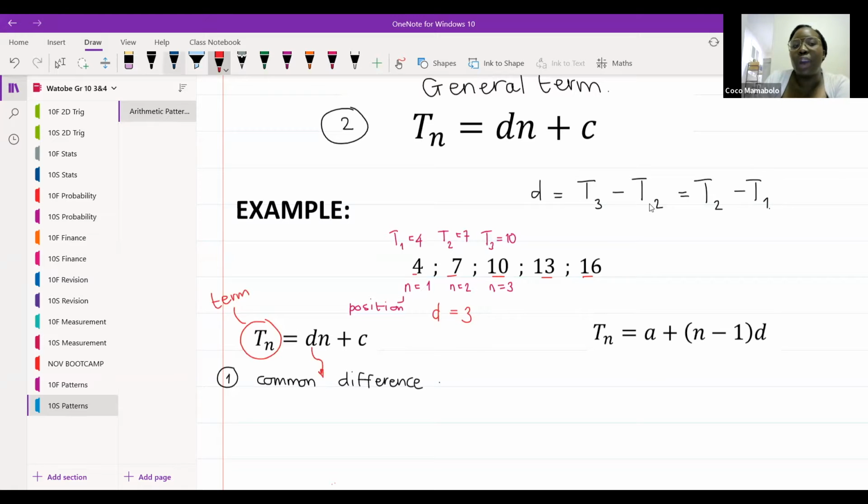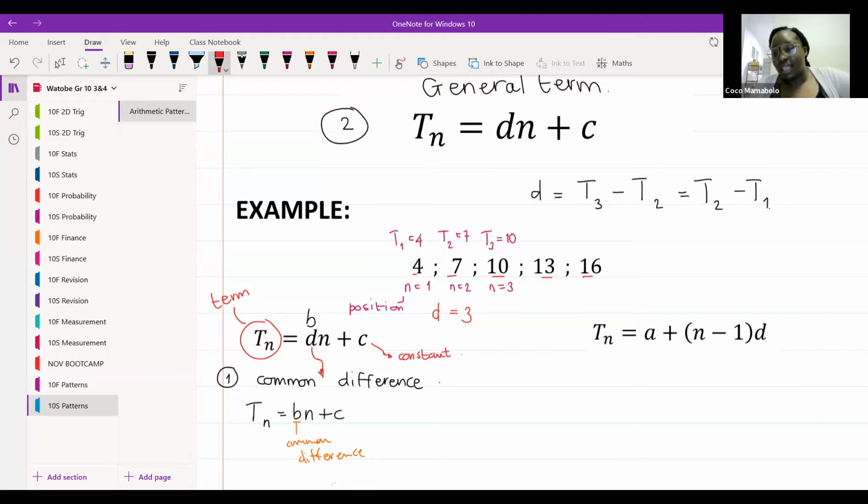Now, for those of you who have learned B, B is also going to stand for the common difference. Some of you may have learned that the general term is Tn is equal to Bn plus C. Your B is exactly the same as our D. So if you write Bn, it's the same thing as Dn. They're both the same thing. Now C over here stands for the constant. We're going to take a little bit of time talking about the constant because we're really going to want to know what it is.